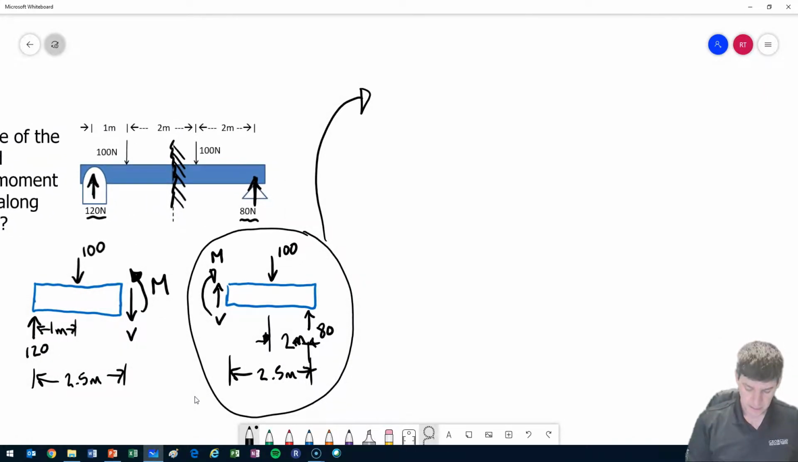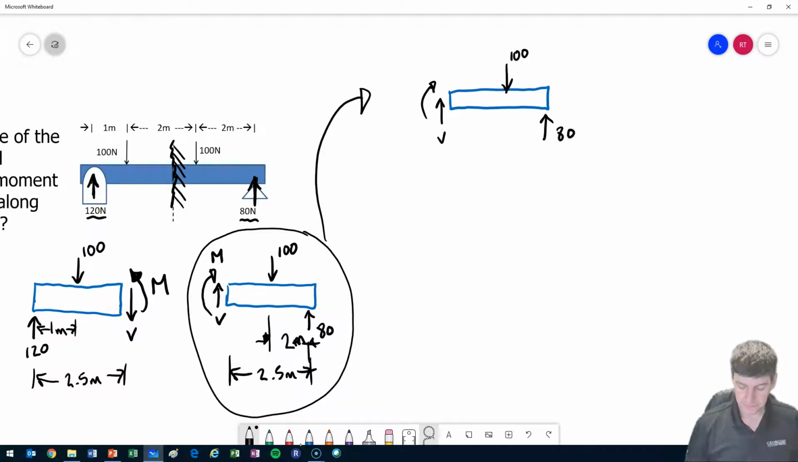So same thing I did with my cantilever beam. I have free body diagram. I've got my V, I've got my M. I have my 100 pushing down, and I have 80 pushing up. I assign my reference point or my pivot point on a cantilever beam as the wall, or more specifically where I've made my cut. And I'm going to repeat that same process. So I have my reference point here at the cut.